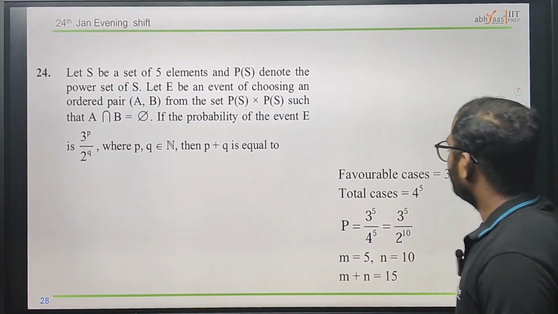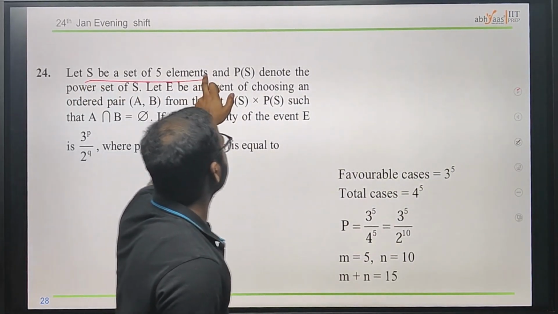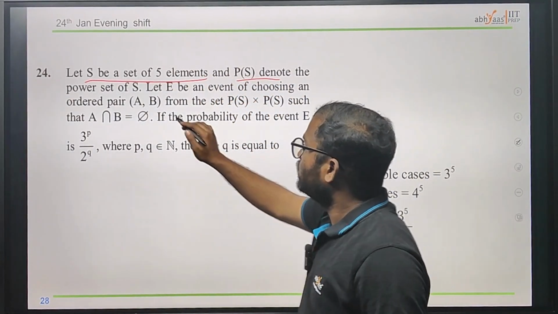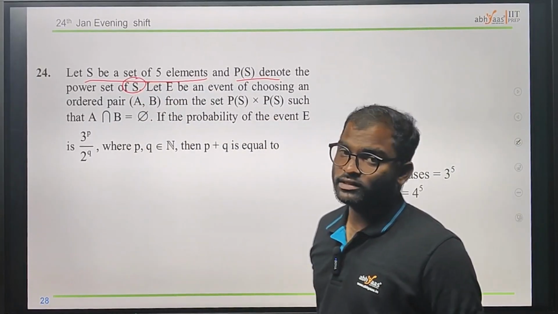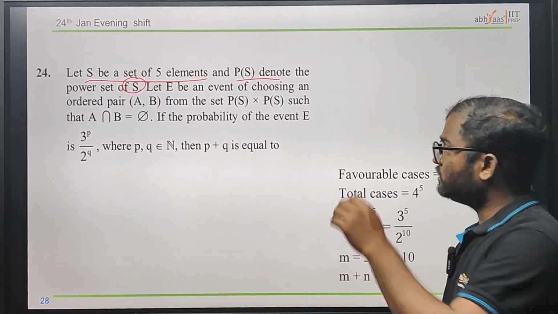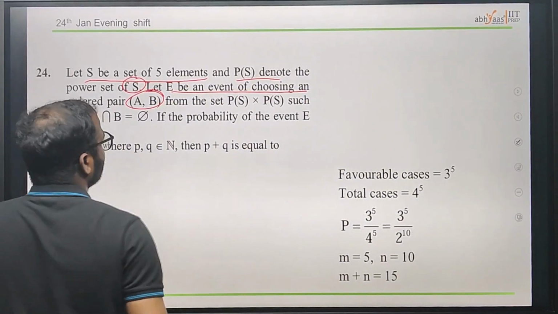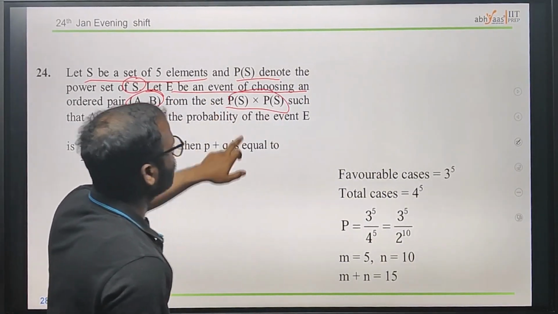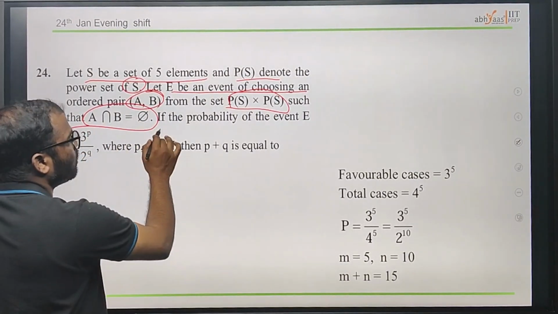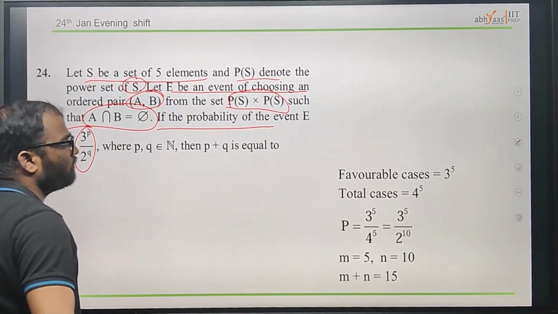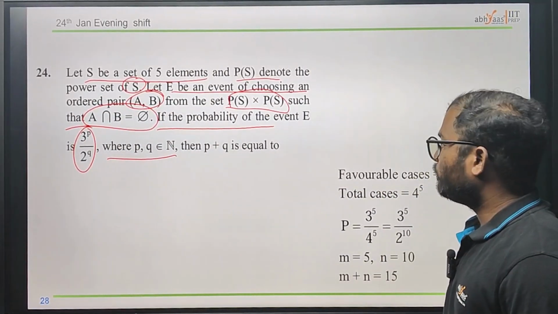Now on probability: the given set S has 5 elements, and P(S) denotes the power set of S. We know the power set has 2 power n elements. Let E be the event of choosing an ordered pair (A, B) from the Cartesian product of the power set with itself, such that A intersection B is null. If the probability of the event E is 3p divided by 2q, where p and q belong to natural numbers, then what is the value of p and q?